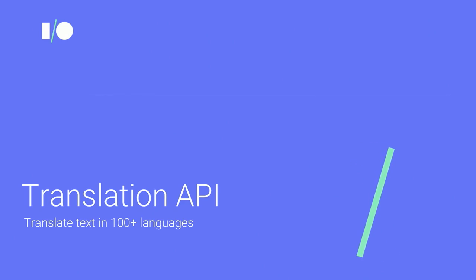So next thing you might want to do with your text, once you're done analyzing it, is you might want to translate it into many different languages. You likely have users for your application all over the world. You want to make sure your app is accessible to them wherever they are. With the translation API, you can translate your text in over 100 languages.